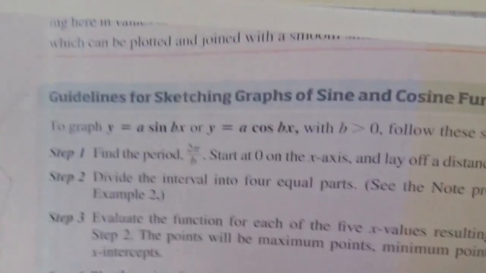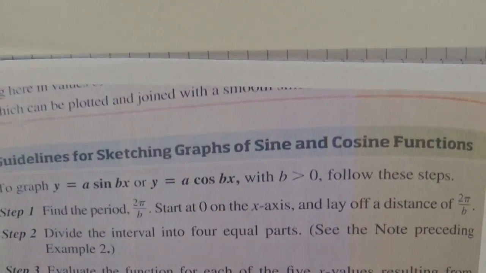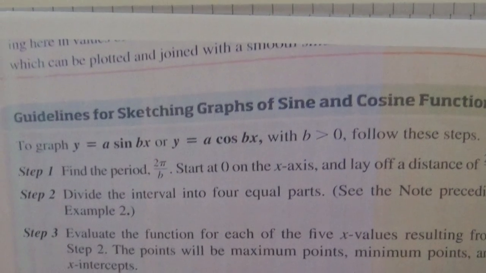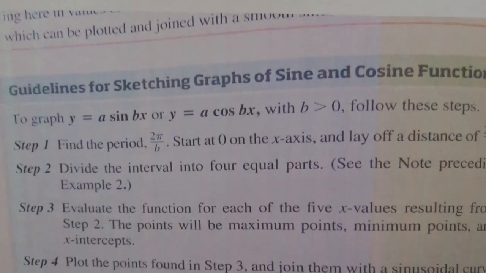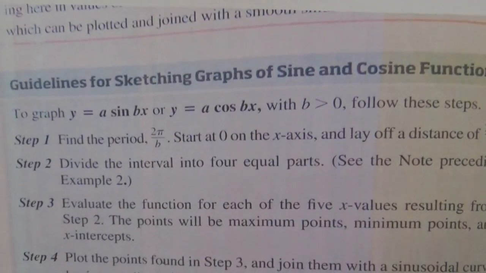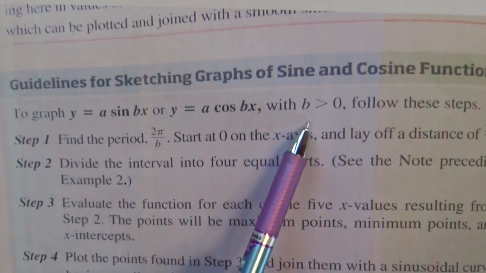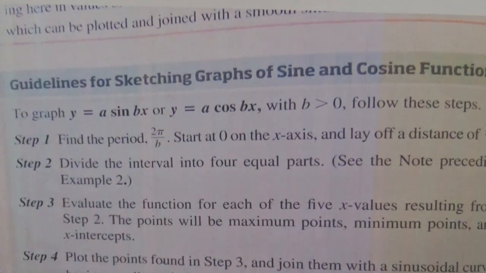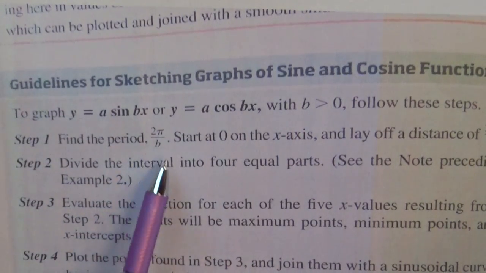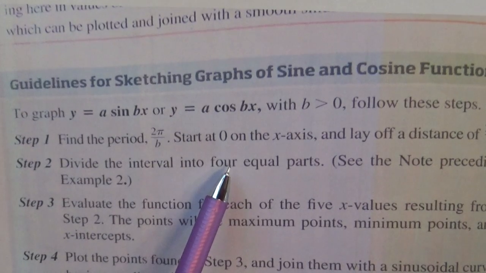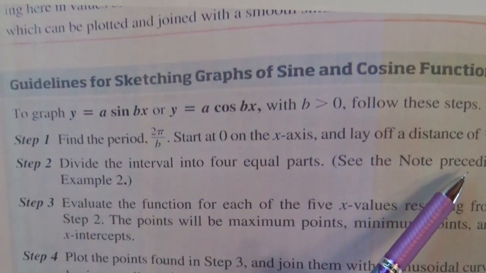Okay, next thing we're going to look at, we've got a list of guidelines for sketching graphs of sine and cosine functions. This is copied directly from the textbook. We're told that to graph y equals a times sine of bx or y equals a times cosine of bx with b greater than 0, follow these steps. First, find the period, 2 pi over b. Start at 0 on the x-axis and lay off a distance of 2 pi over b.